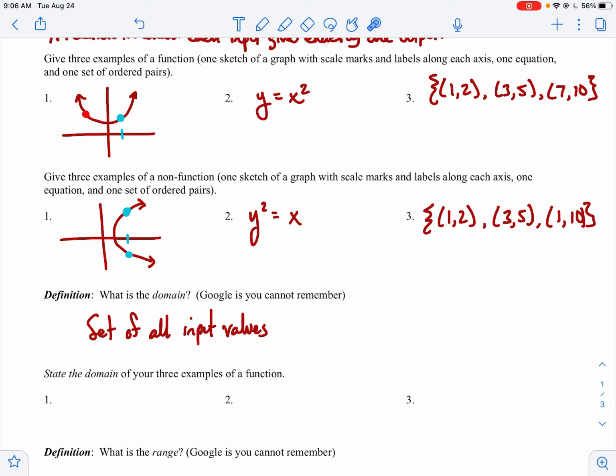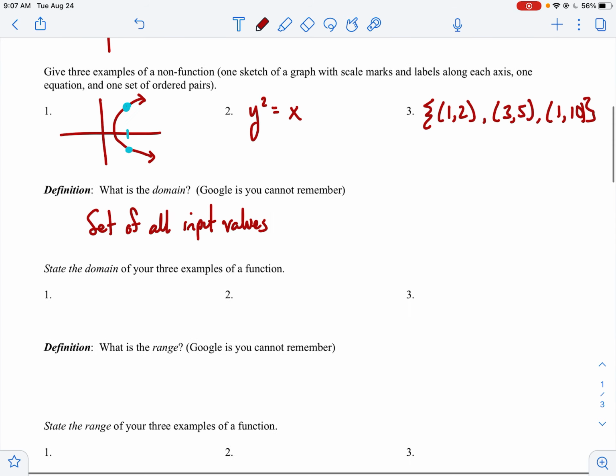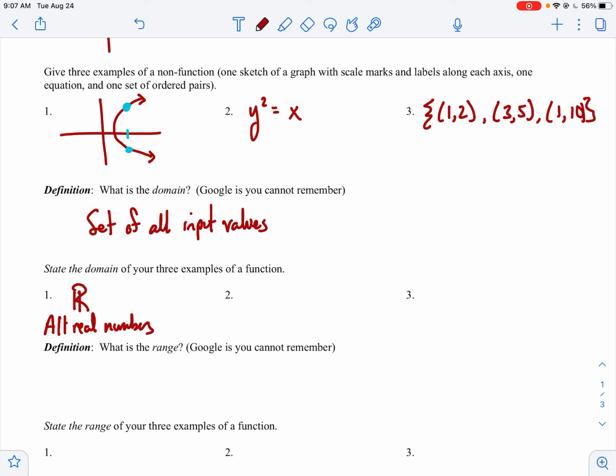So if this function has arrowheads, they tell me it goes on forever, so that's basically saying I could plug any x value in, and there's going to be a y value that corresponds to it. So we could say that the domain is all real numbers. That's the fancy symbol for it. Or you could just write it out, all real numbers. Or if you used interval notation, you could say everything from negative infinity to infinity works. Those are all acceptable.